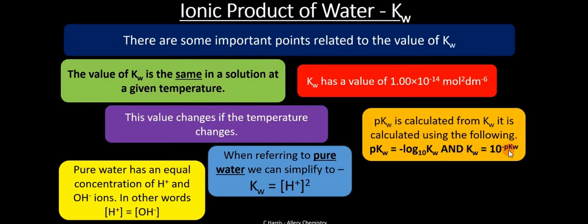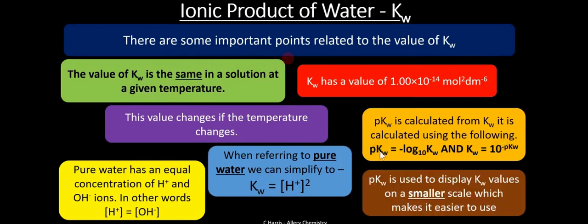So you can find your Kw given pKw, or you can find your pKw given your Kw using negative log10 Kw. So it's another scale which should be convenient for you. Kw uses smaller numbers, which are powers of 10. So don't be intimidated by this pKw variable. It's simply supposed to make your numbers smaller, but you can interpret it the same as your Kw. It gives you the same information. Okay, let's move on. So pKw is used to display Kw values on a smaller scale, which makes it easier to use.